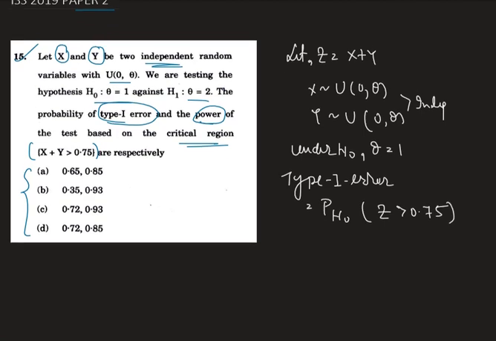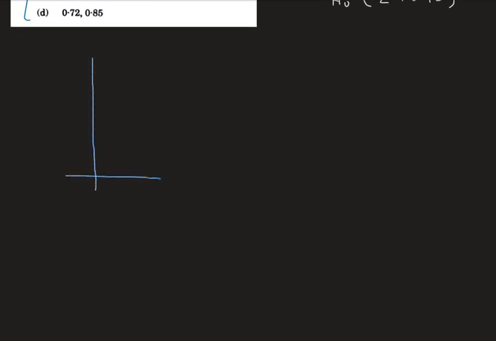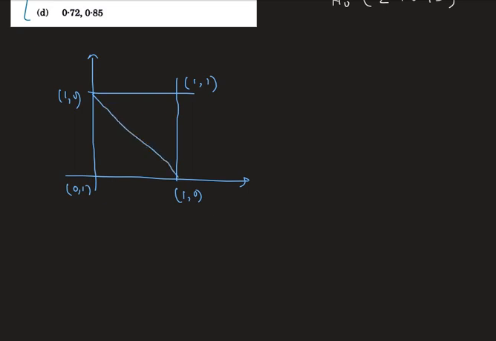Now we need to find the sampling distribution of the random variable z. So this is the portion from which we need to find the sampling distribution of z. As both the random variables follow uniform 0, theta and under H naught they both follow uniform 0, 1, as the value of theta under H naught is 1. Therefore, the pictorial representation looks like this.